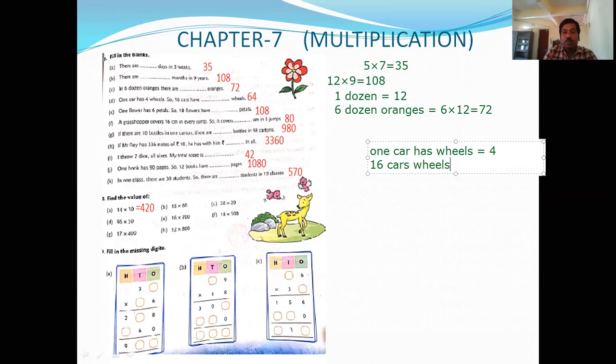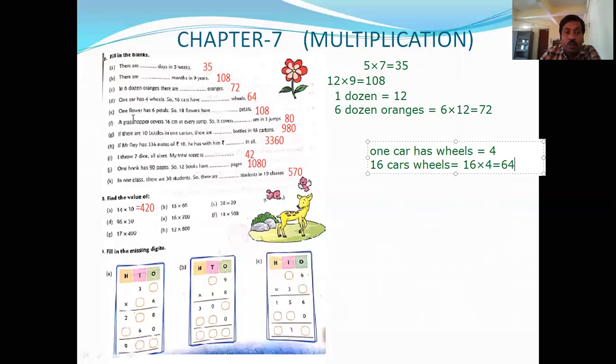So wheels is equal to, when we multiply 16 by 4, we get 64. So boys, in this way we can solve the questions. You know very well about that. If the value of one thing is given and you want to find the value of more things, we will multiply. So here the operation is multiplication.